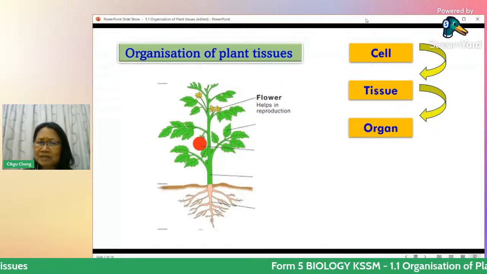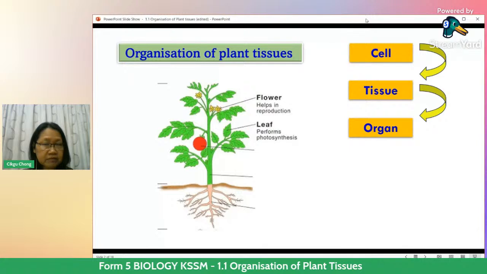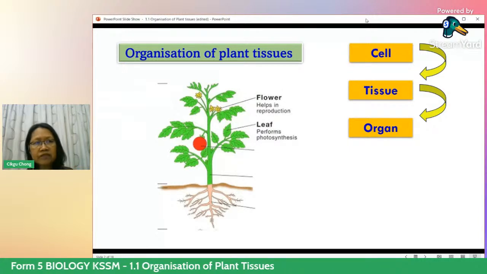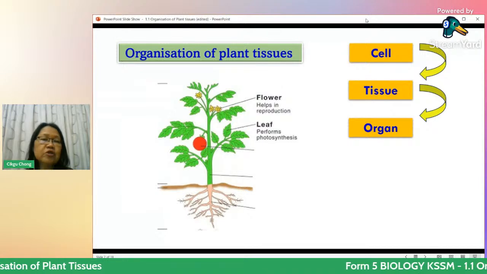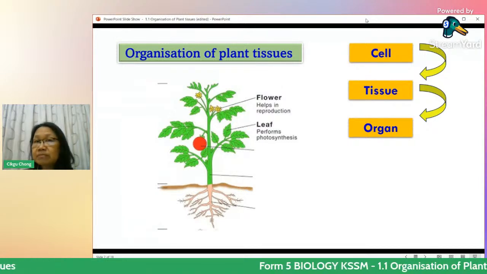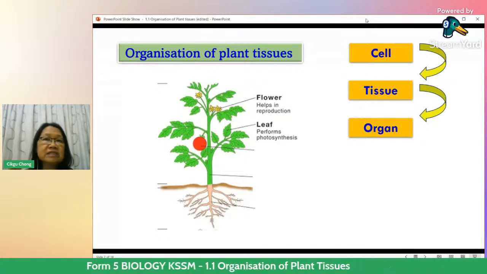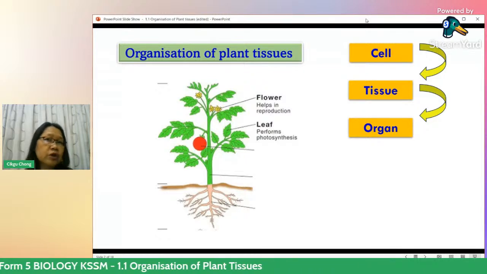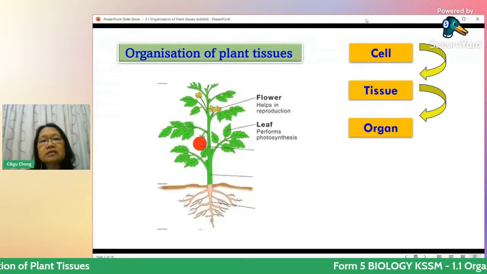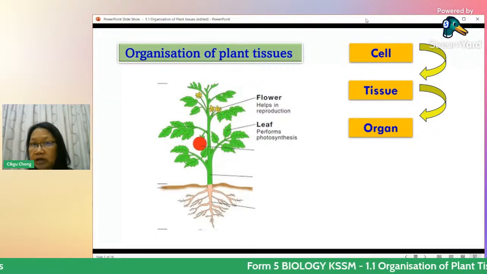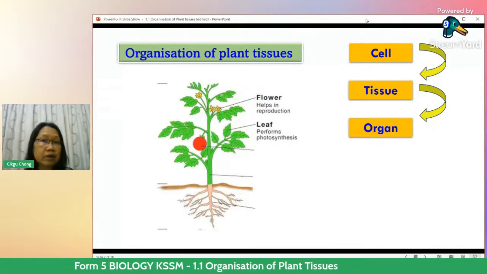Another organ here is the leaf. The leaf is an organ, not a tissue, because a leaf has many different types of tissues. You have the palisade mesophyll, then the spongy mesophyll, the xylem, and the phloem. So you have at least a few different tissues forming the leaf. It is an organ, and it performs photosynthesis to trap sunlight to make food.